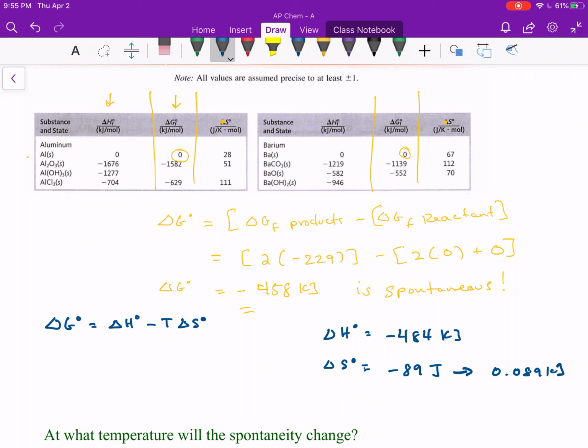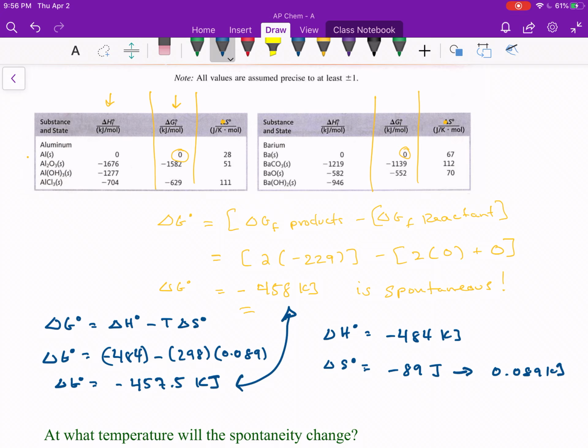And if we do this, delta G is going to be equal to negative 484, minus T, and in this case, T is 298, times 0.089, and we do that calculation, and we see that delta G in this case is going to be equal to negative 457.5 kilojoules, which is the same thing that we got here.